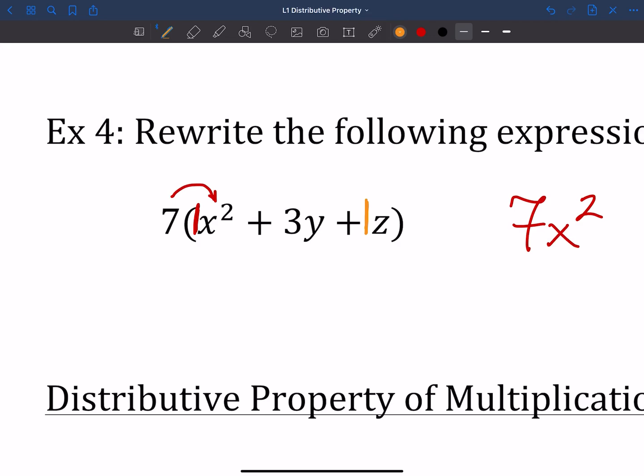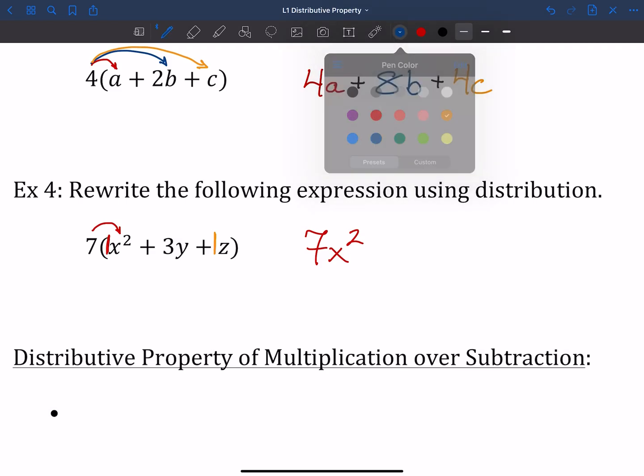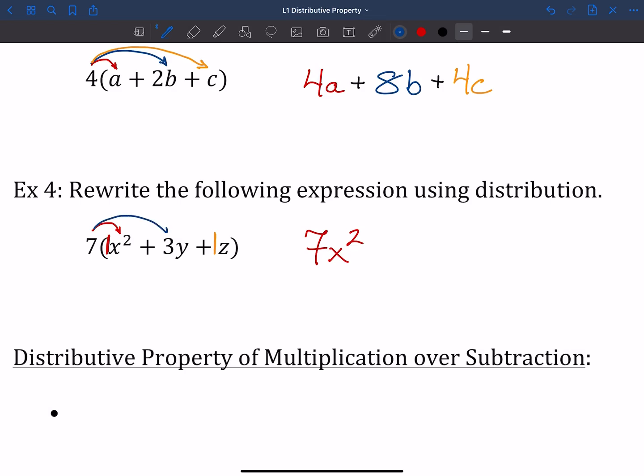So the 7 multiplies with that red 1, which gives us the 7 in front of x squared. So we are still doing the same thing of multiplying the right pieces together. It's just got a little bit of extra there. All right, then we move on to the middle piece. We do 7 times 3y. Again, the 7 can multiply with the 3. That gives us 21, and then that y has to come along.